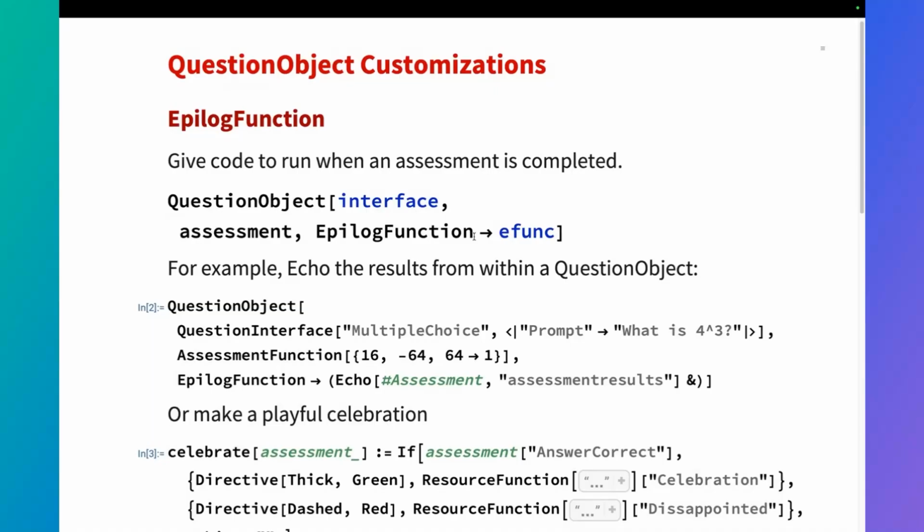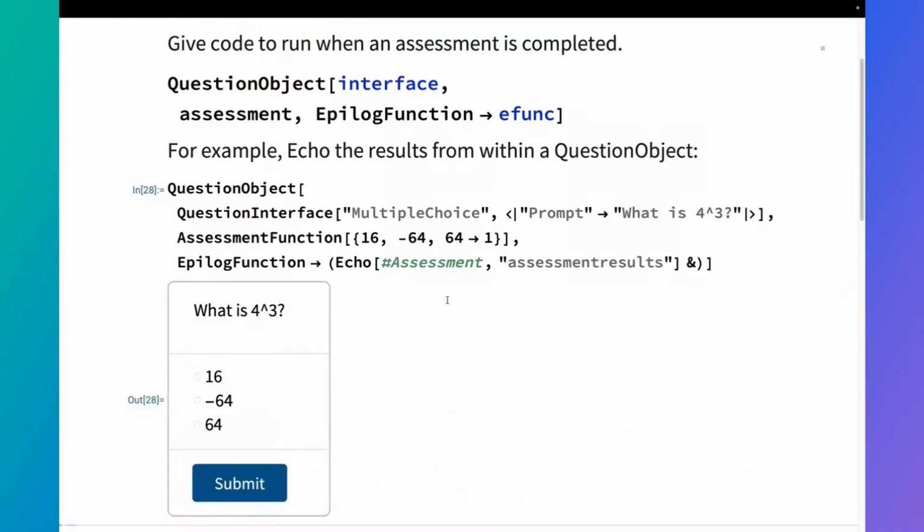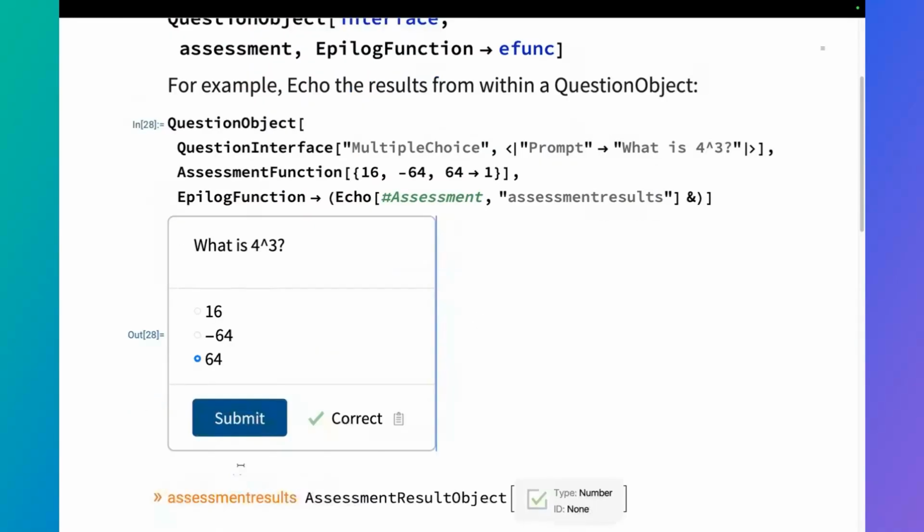All right, so what's new in QuestionObject and assessment function? So one thing is EpilogFunction. So we're supporting this as an option to QuestionObject, and you can give it a function, and it will run whatever code you put here when the assessment is completed. So here's a very simple example. I have, what is 4 cubed? And the epilog function is just echoing the assessment. So if I do this, it'll spit it out.